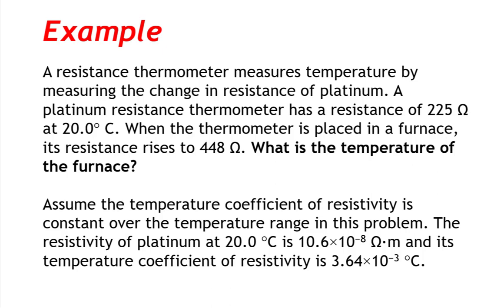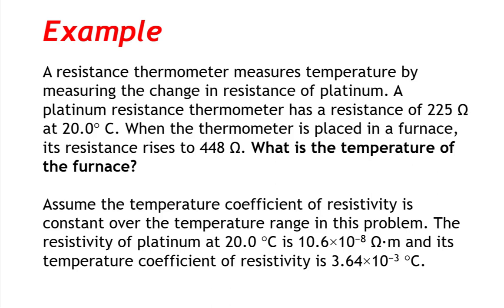A resistance thermometer measures temperature by measuring the change in resistance of platinum. A platinum resistance thermometer has a resistance of 225 ohms at 20.0 degrees Celsius. When the thermometer is placed in a furnace, its resistance rises to 448 ohms. What is the temperature of the furnace?